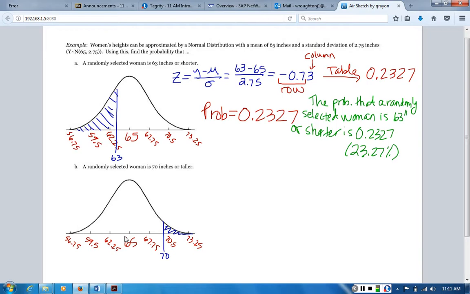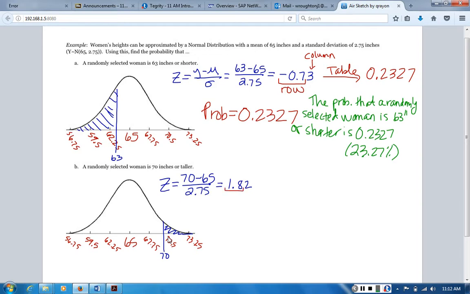Now I can already tell from my picture, again, what kind of z I'm going to have. Well, it's going to be positive because it's above the mean. More specifically, it's between 1 and 2 standard deviations above the mean. So I know I'm going to get a number between 1 and 2 when I do my z calculation here. So my z, this time the only thing that changes is my value of y, because this time it's the 70, but the mean is still 65. The standard deviation is still 2.75. And again, we're going to round this z to 2 decimal places, which is 1.82, which is between our 1 and 2, like I knew it was supposed to be.